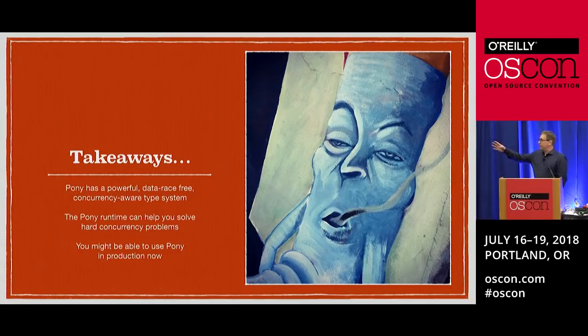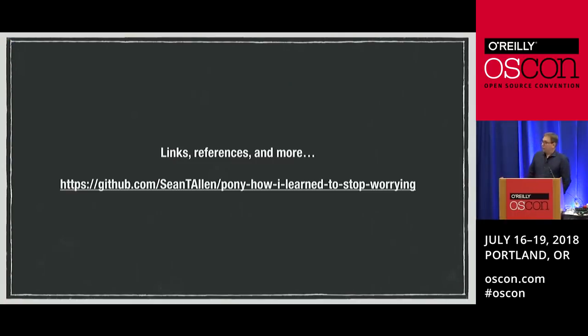Right, so takeaways from this. Pony has a powerful data race-free, concurrency-aware type system, that can help you solve hard concurrency problems if you have them. You might be able to use Pony in production right now. If you have those problems, I would recommend popping into the Pony community and checking about those things. And if you don't, and you're not a hobbyist, then come back and see us maybe in a couple years and we'll probably be further along. We're further along now than the 2 years ago where we were when I first joined as a core team member.